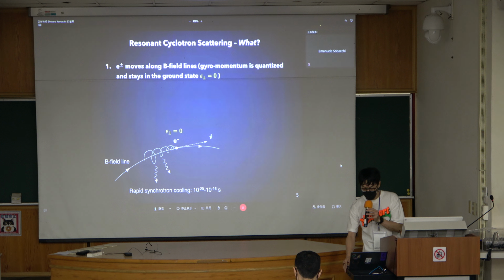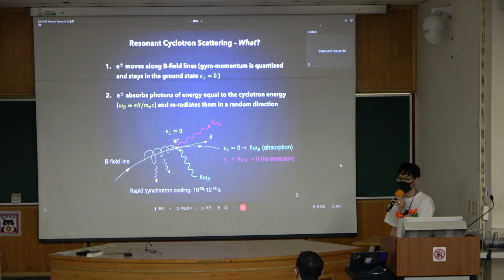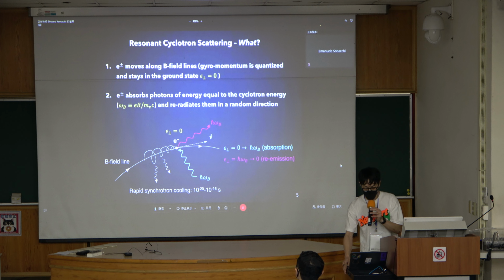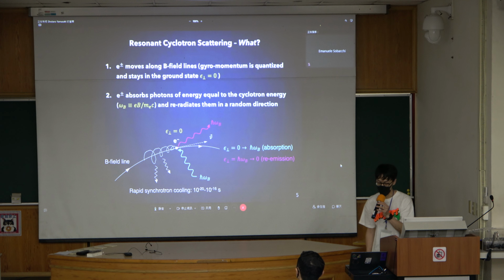However, when this electron encounters some radiation which has a typical energy that depends on the magnetic field, called the cyclotron energy, which is proportional to the magnetic field strength.